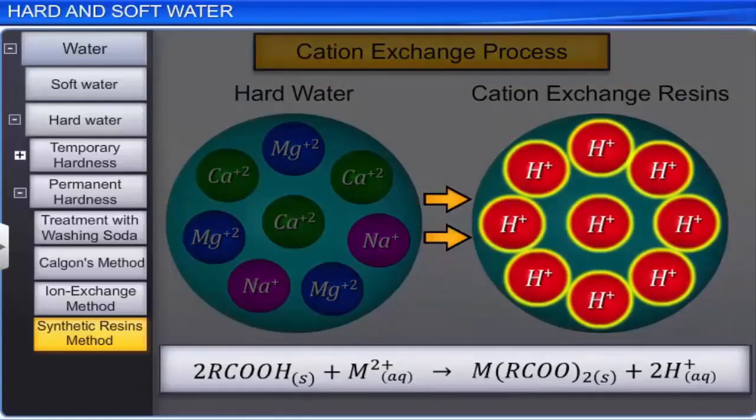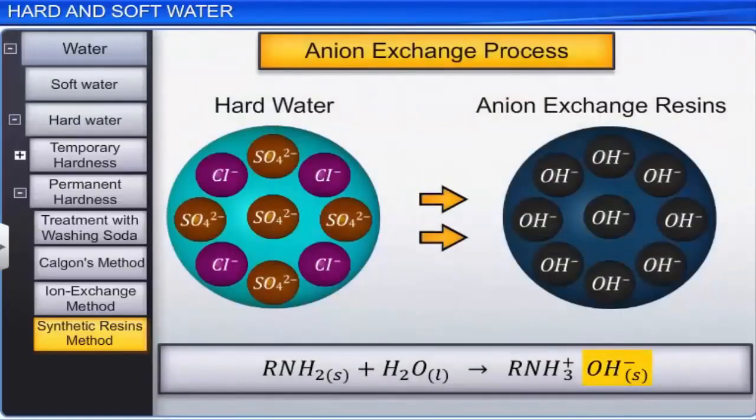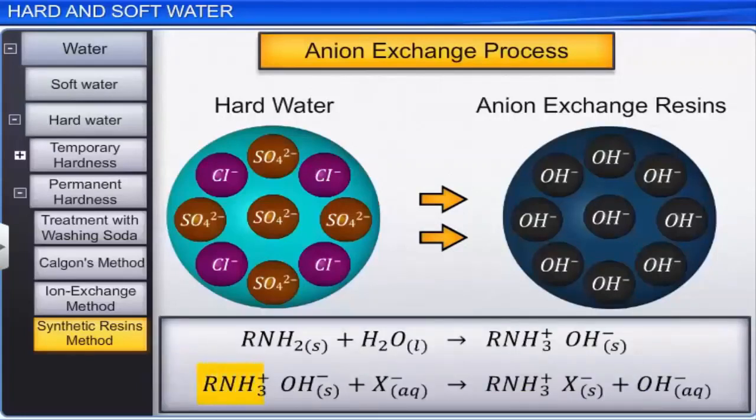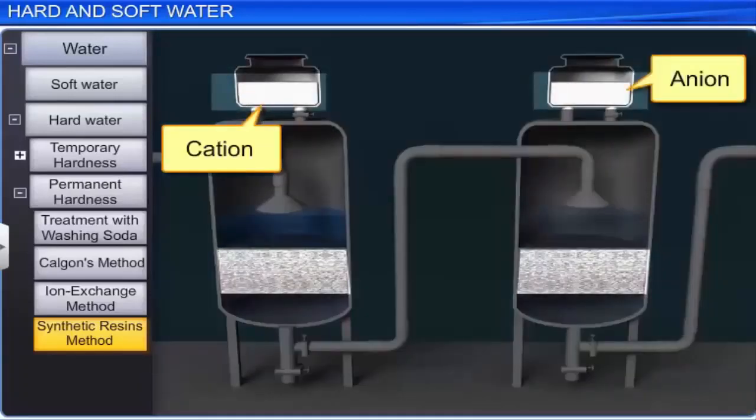In the anion exchange process, RNH2 in water gives RNH3+ plus OH-. The OH- ion in RNH3+OH- gets exchanged with chloride, bicarbonate and sulfate anions present in the water. The reaction that takes place is RNH3+OH- reacts with X- to give RNH3+X- and OH- ions, if X is chloride ion. The released OH- ions neutralize H+ ions. Once the cation and anion exchange resin beds are exhausted, they are regenerated by treatment with dilute acid and alkali solutions respectively.